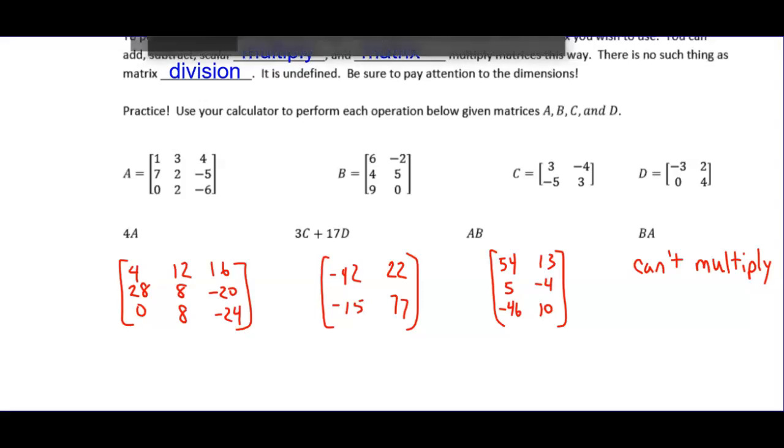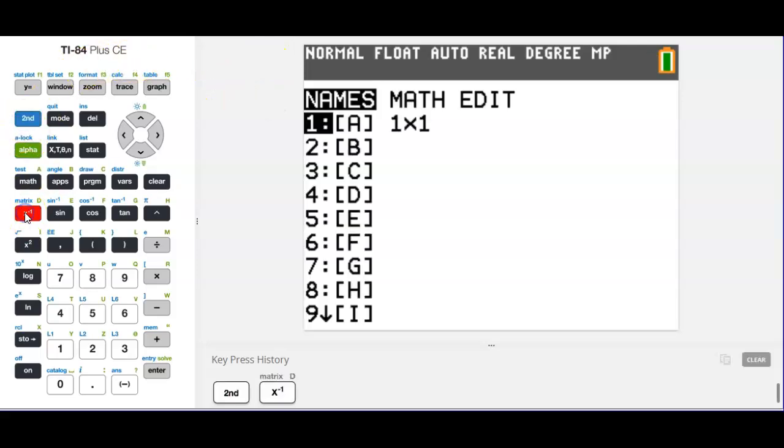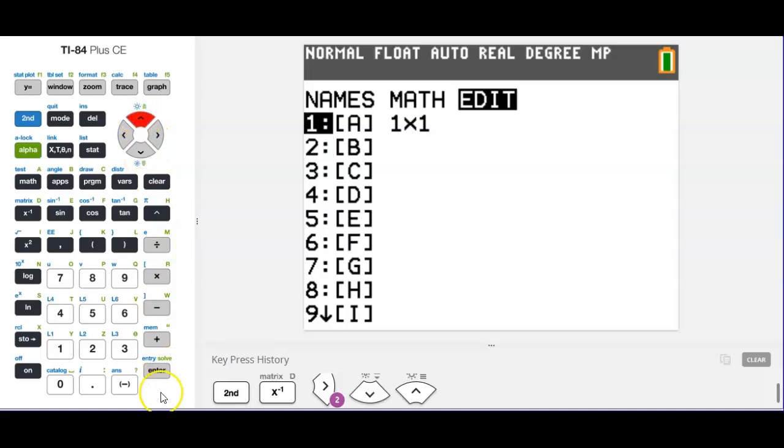So we go to our graphing calculator, and we're going to go second function, and then x minus 1, which has matrix written above it. It defaults you to the names, which is what you'll use to pull up a matrix onto the main screen for calculation. But we need to start with edit. Okay, so this is where you input your matrix. It's currently on matrix 1, so I can hit enter. I would use the arrow keys if I wanted to do a different one. So hit enter.